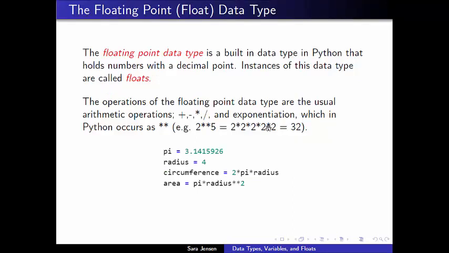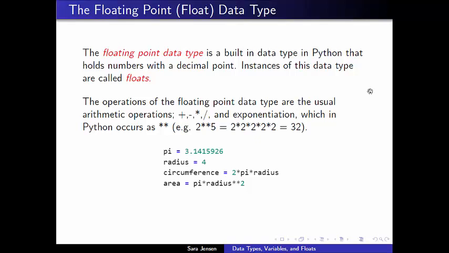Next, what I'd like to cover are some specifics of the floating point data type. The floating point data type is a built-in data type that holds numbers with a decimal point. So I'm thinking of things like pi, 3.14159, 1/3, 0.333, etc. One particular instance of a data type might be called a float, and in fact, if I were to go into Python and use that type command and ask for the type of pi right here, it would tell me that it is a float. So floating point data type and float are the same thing.